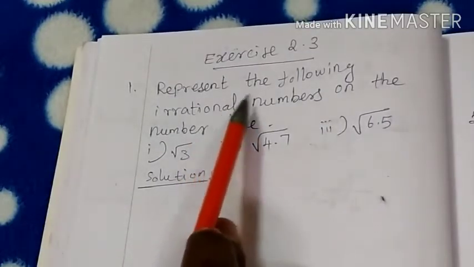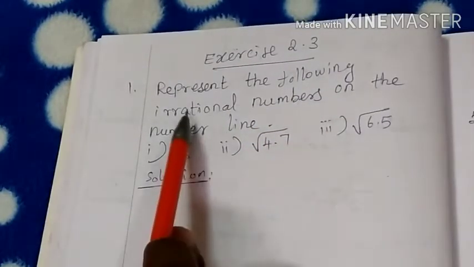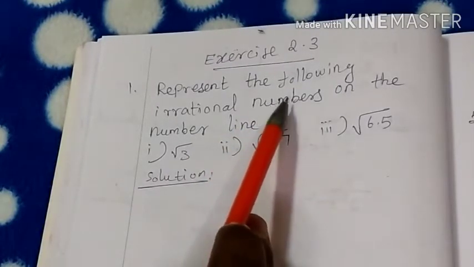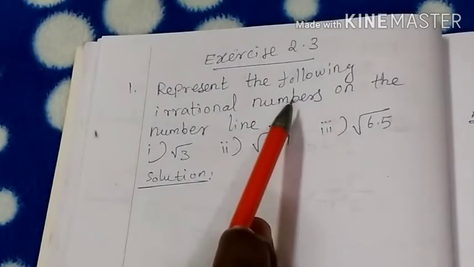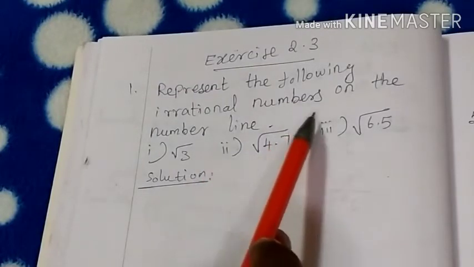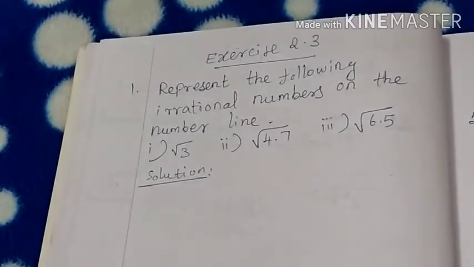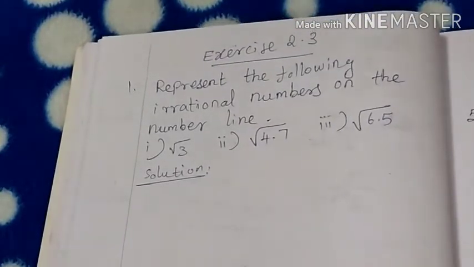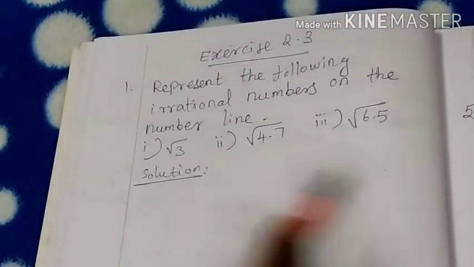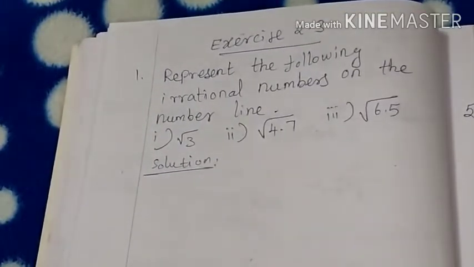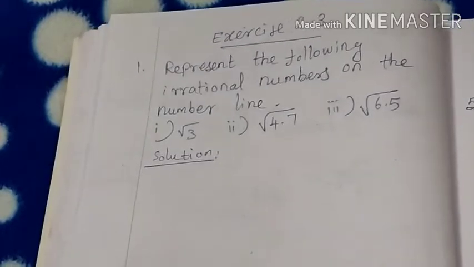So how do we form the number line for the given irrational number? We already know integers and rational numbers are given, so we can easily form the number line. But here it is an irrational number on the number line. How to represent the irrational number on the number line? This is your question. Okay, the solution. First step, draw a line and mark a point A on it.